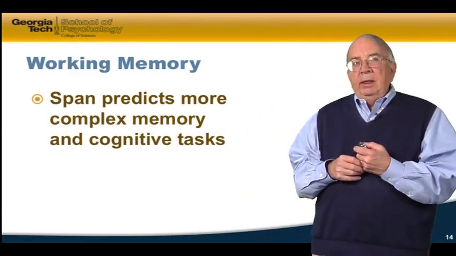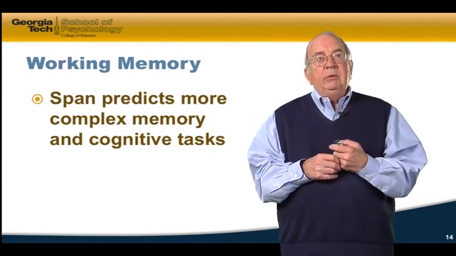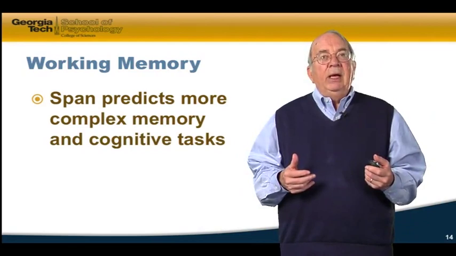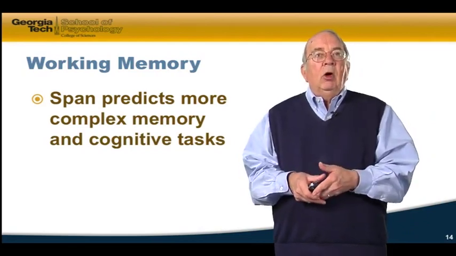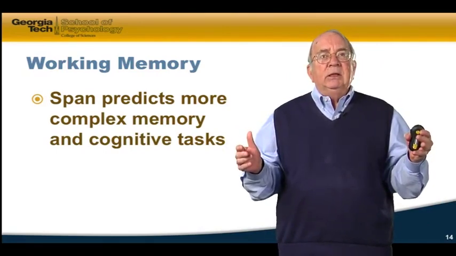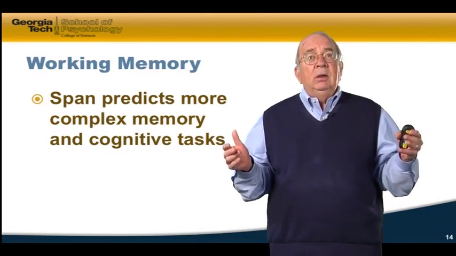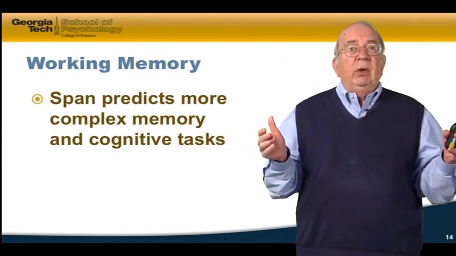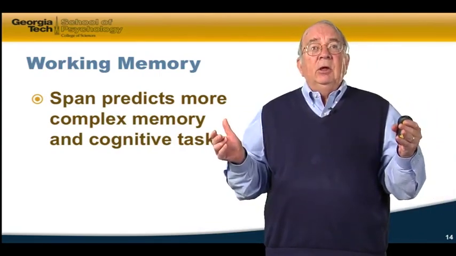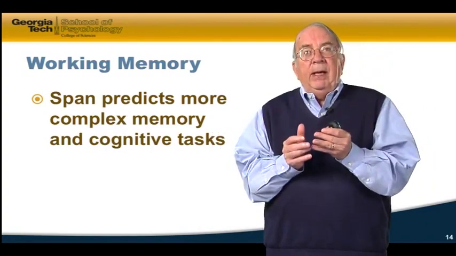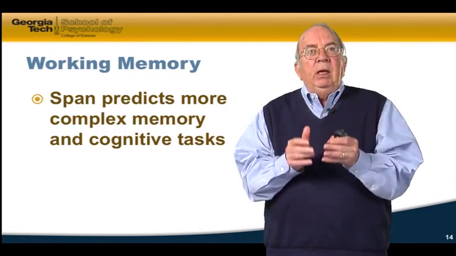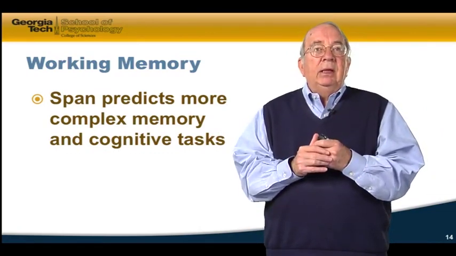Operation span. The interesting thing is that working memory span predicts very complex memory and cognitive tasks. In other words, there's a correlation between working memory span and many much more complex tasks like free recall, or active explicit memory, or problem-solving ability. So many people believe that this working memory capacity, the ability to hold in mind while processing, is a fundamental element in predicting cognitive behavior.